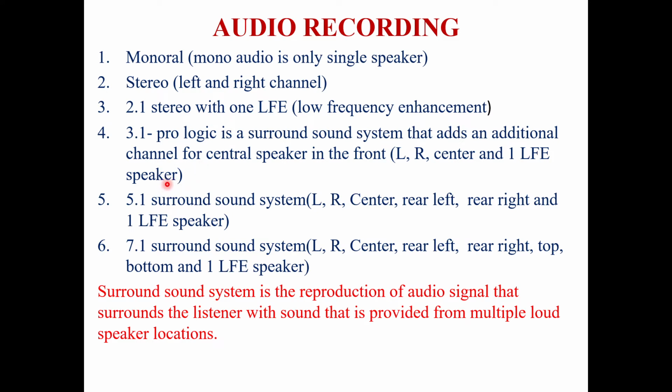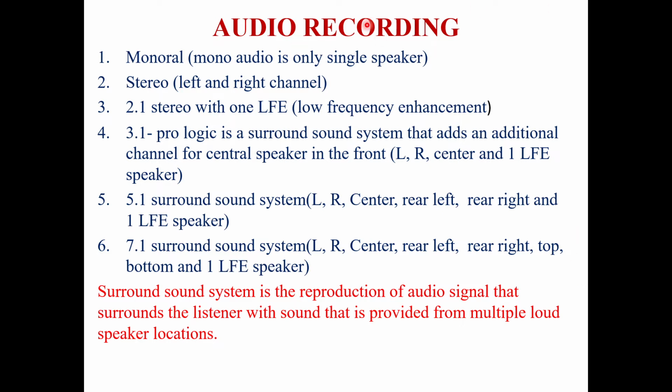This is all about the reproduction side, when you are going to listen to that particular audio. 5.1 is a surround sound system: you have left, right, center, rear left, rear right, and one low frequency effect speaker. 7.1 is a surround sound system where you have left, right, center, rear left, rear right, top, bottom, and one low frequency. So left, right, rear left, rear right are the four, center will be the fifth. Here two more speakers get added, that is top and bottom.